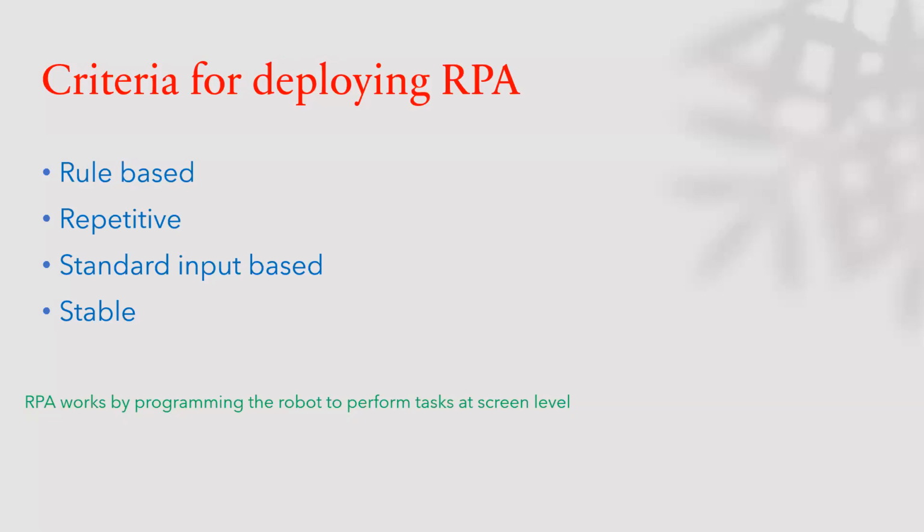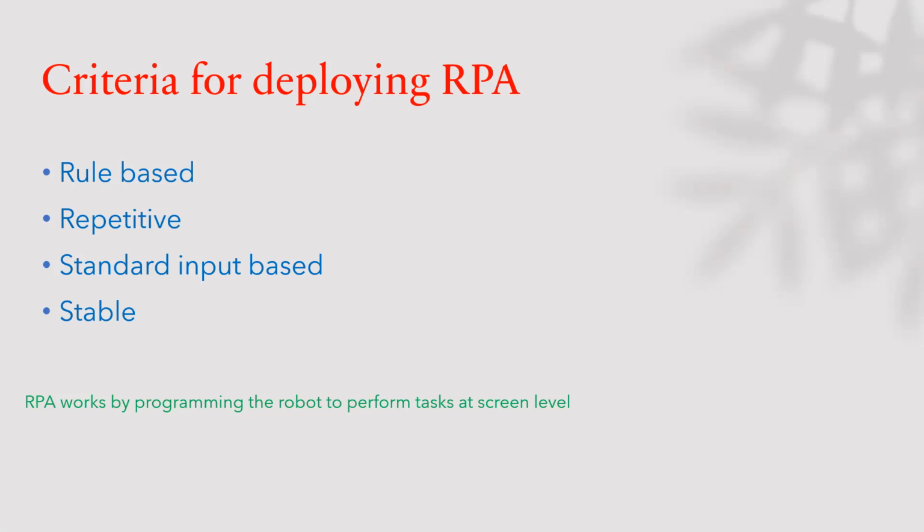So what is the criteria for deploying RPA? Can I use RPA on any kind of data? Yes, you can use RPA on any kind of data, but the data being fed into the RPA system should follow certain criteria: it should be rule based, repetitive, standard input based, and stable. What do rule based, repetitive, standard input and stable mean? These will be taught to you in the further sessions.